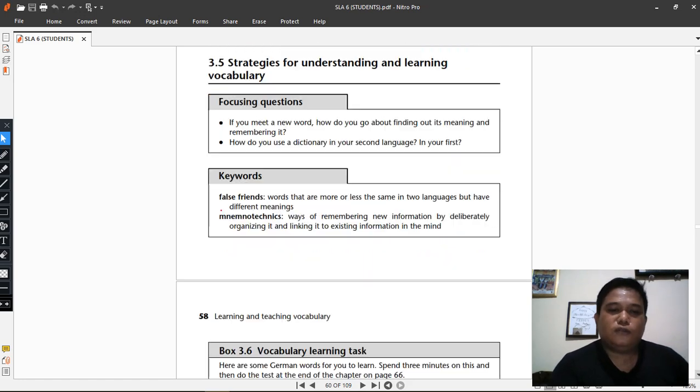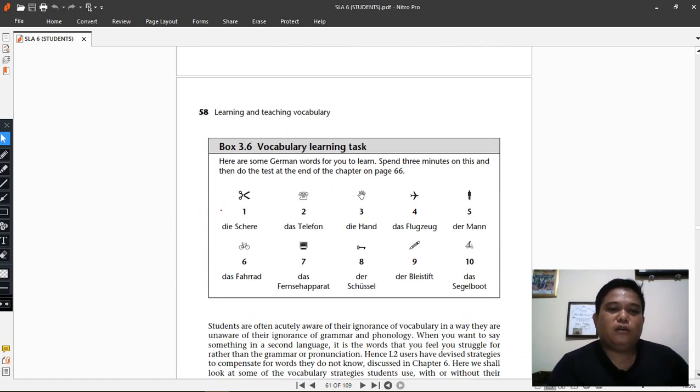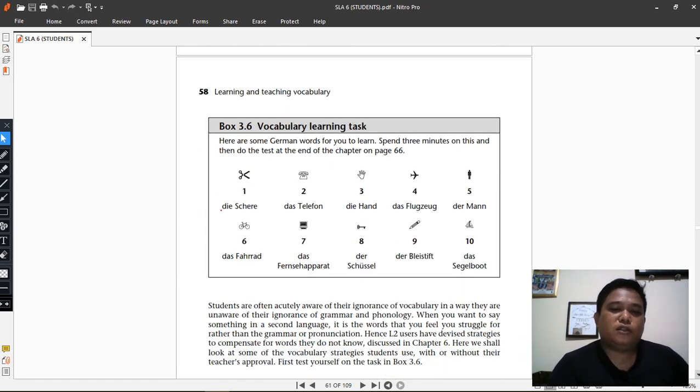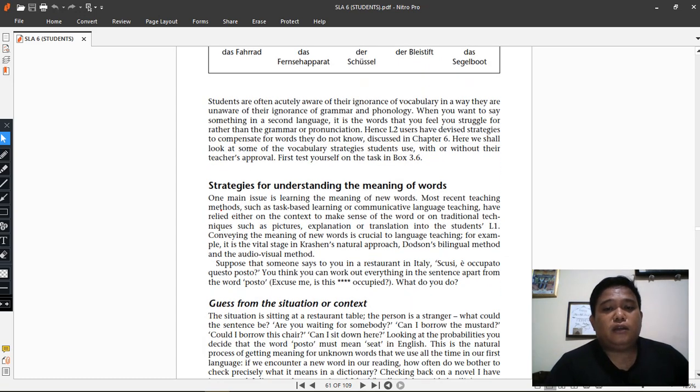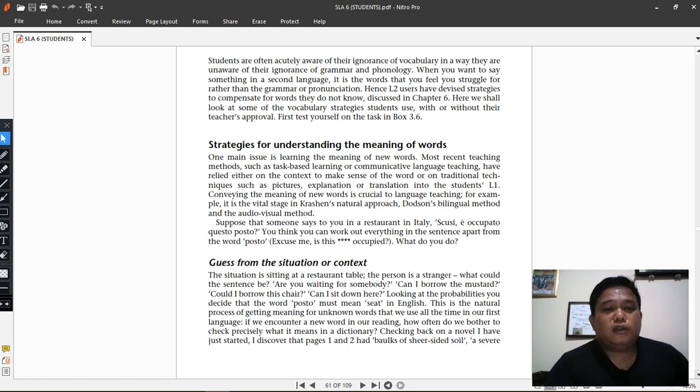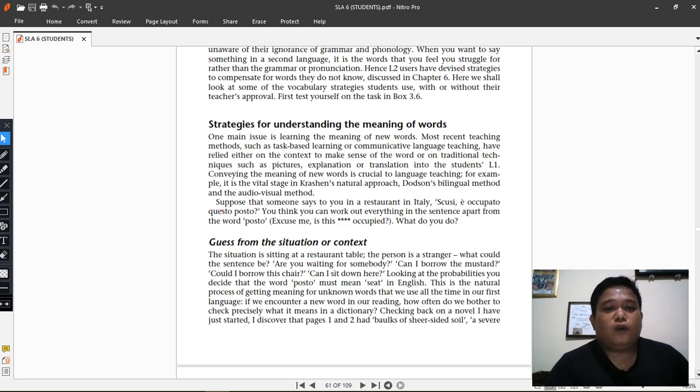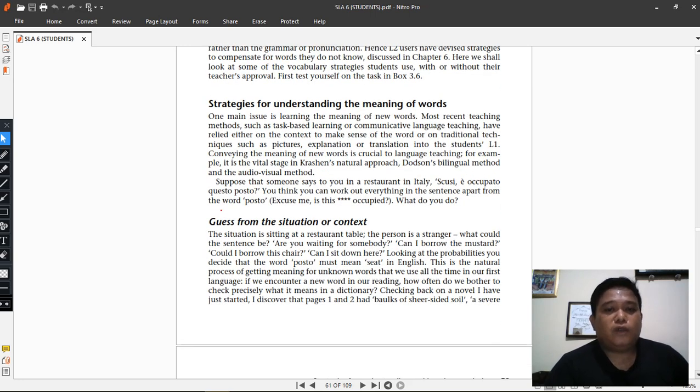Ways of remembering and so on. So we jump to here it is. Vocabulary learning task. This is a task that you shouldn't do. Okay. Strategies for understanding the meaning of words. Okay, this is it. So here are some strategies, some ways for understanding the meaning of words.